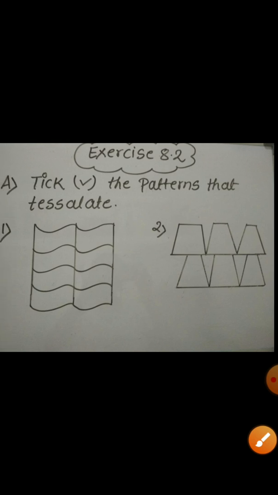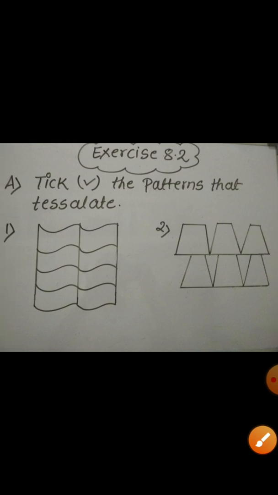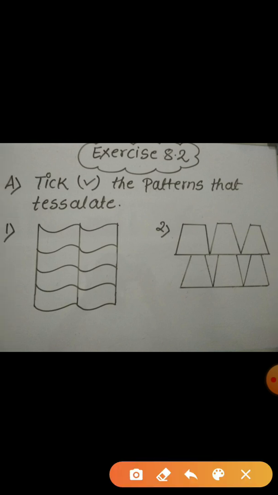So based on this tessellation, we can identify the patterns given in exercise 8.2. Question number A. Tick the patterns that are tessellate. Here some patterns are given to you and you have to tick in front of the patterns which are tessellate in shape.